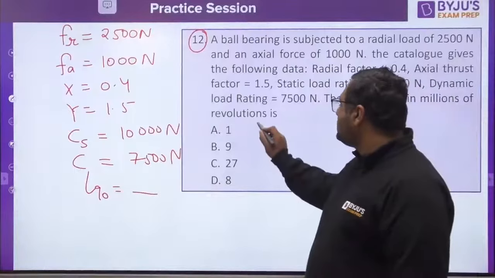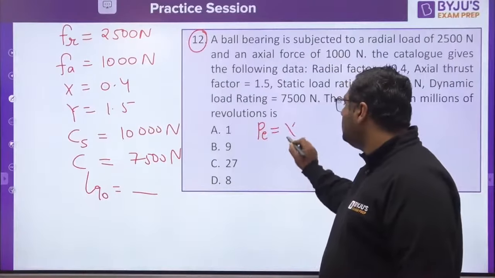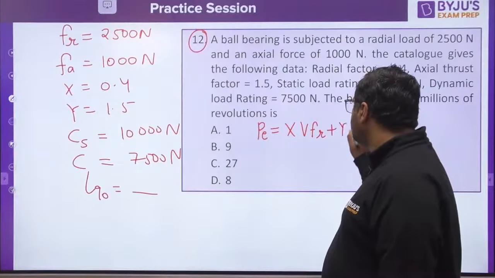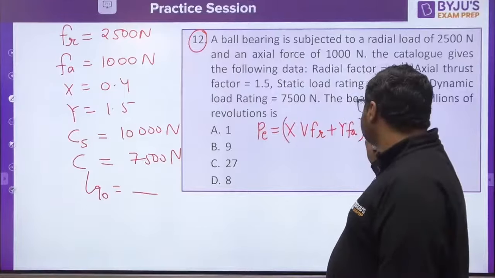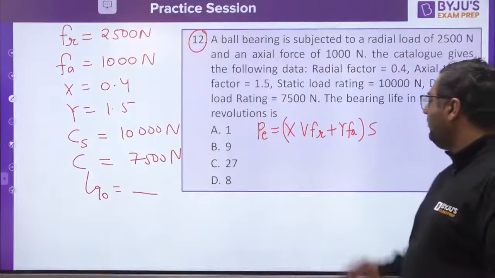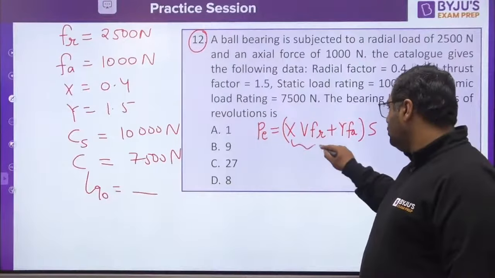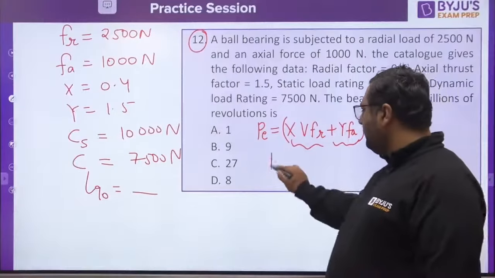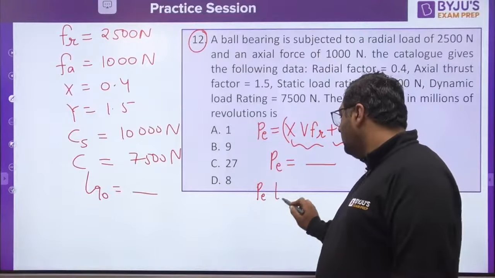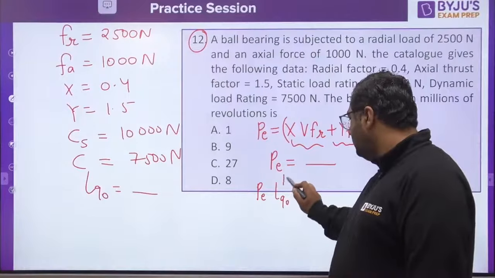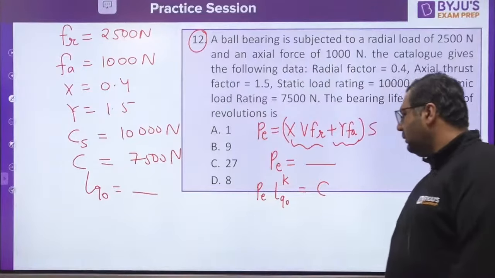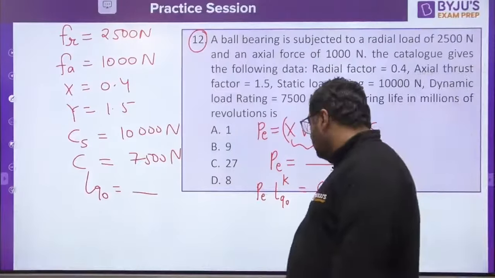So I am giving you a hint for this also. PE you can find out as X V FR plus Y FA into S. There is no service factor given, take it 1. V is not given, take it 1. Put the values of others and you will get the PE value. So PE, L90, K is constant. K or 1 by K?